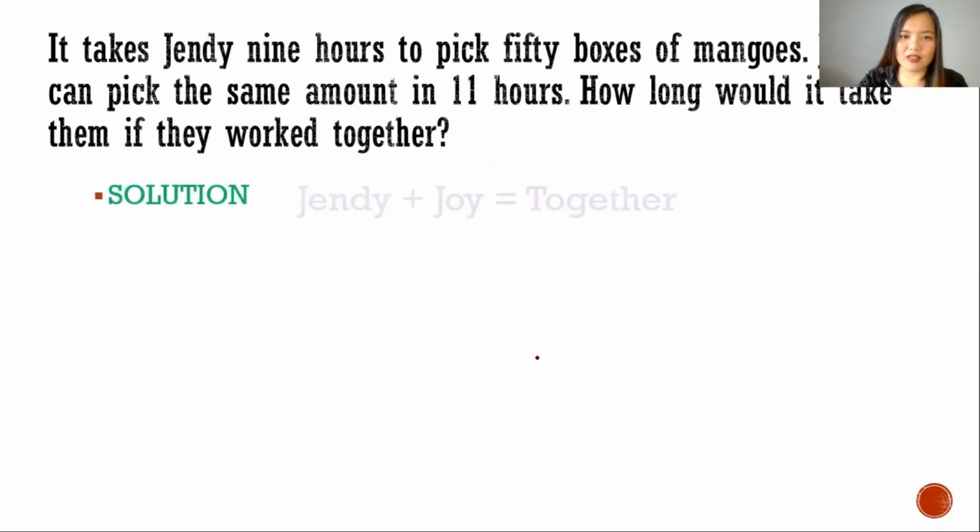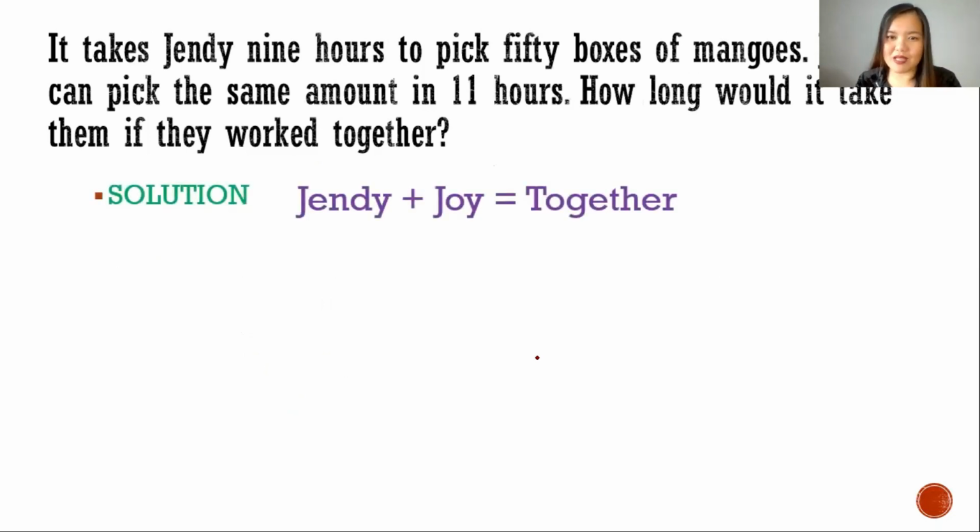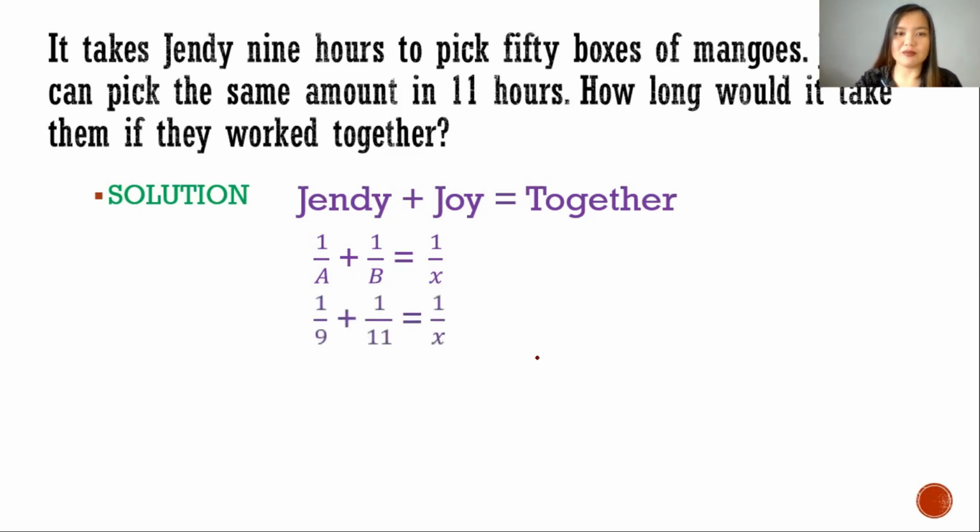Okay, so the idea is this one. Jendi plus Joy equals together. And we know that 1 over A is for Jendi and 1 over B is for Joy and 1 over x is for them to work together. But we do not know the hours for them to finish a job together. All we know is that 9 hours for Jendi and 11 hours for Joy. So if you are going to solve that, this is now in fraction form.